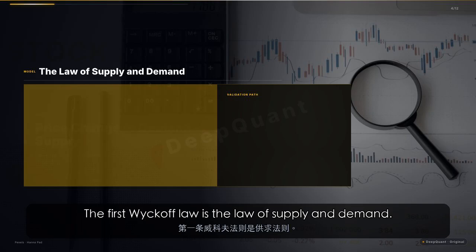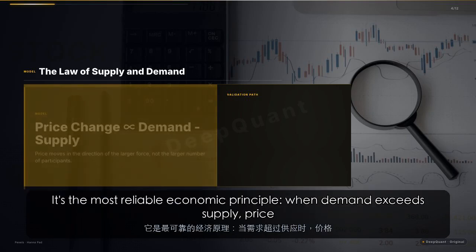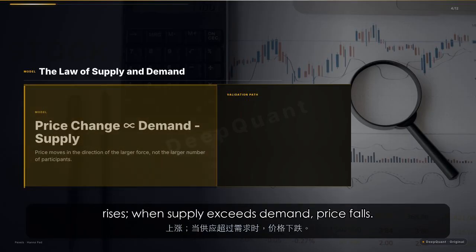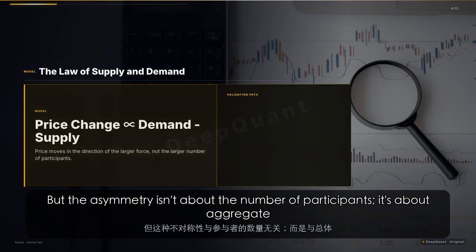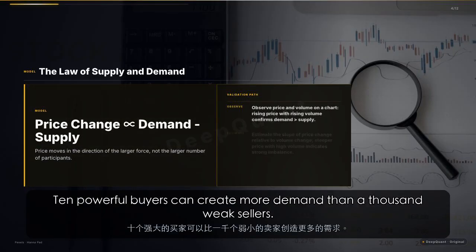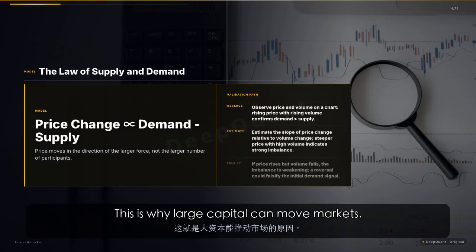The first Wyckoff law is the law of supply and demand. It's the most reliable economic principle. When demand exceeds supply, price rises. When supply exceeds demand, price falls. But the asymmetry isn't about the number of participants, it's about aggregate force. 10 powerful buyers can create more demand than 1,000 weak sellers. This is why large capital can move markets.